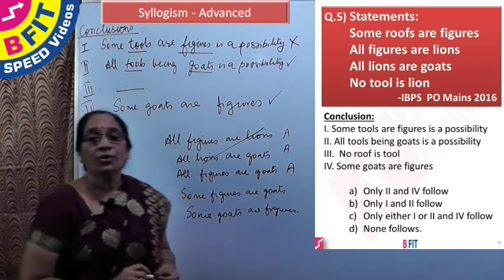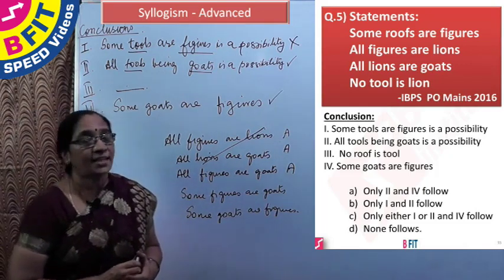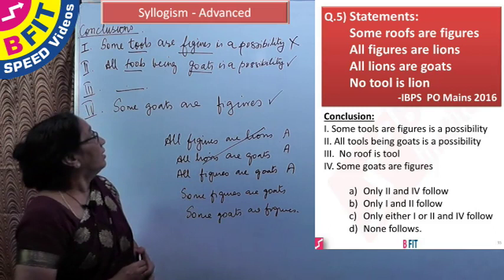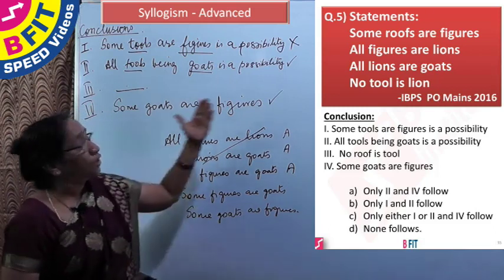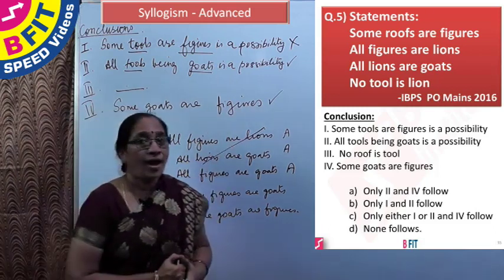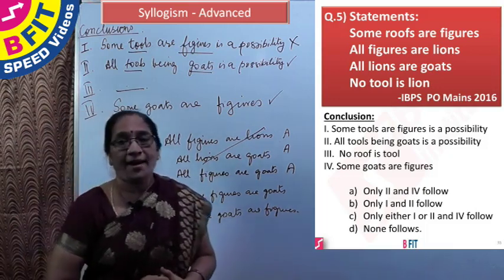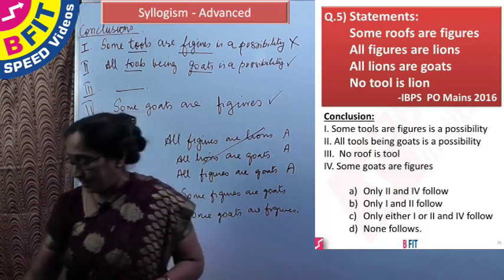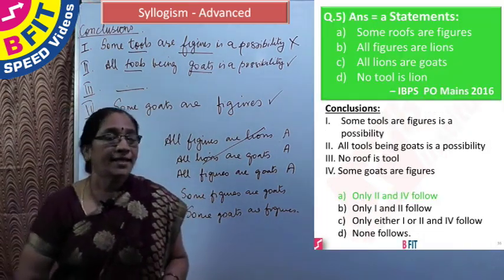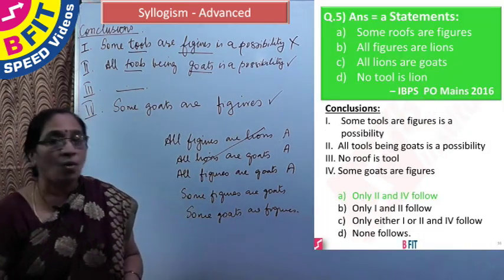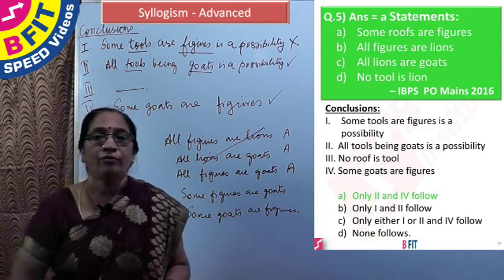Now if we look into the answer options, we can see that only conclusion 2 and 4 follow, and our answer option will be option A. And now let us look into the answer slide. Yes, the answer option is A, only conclusion 2 and 4 follow.